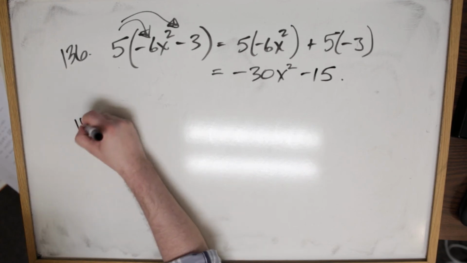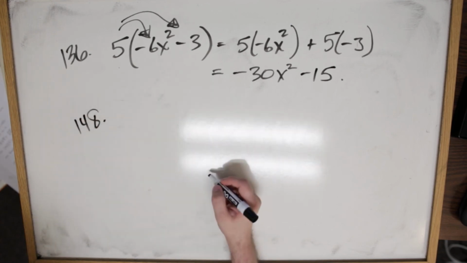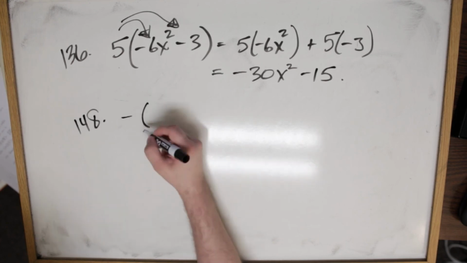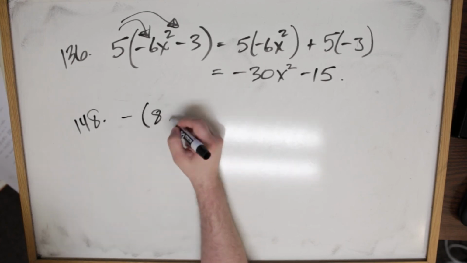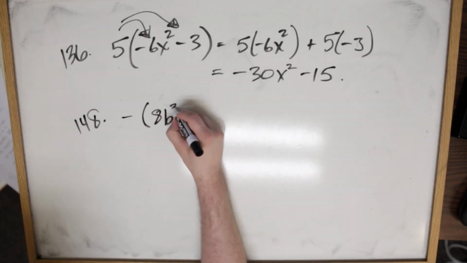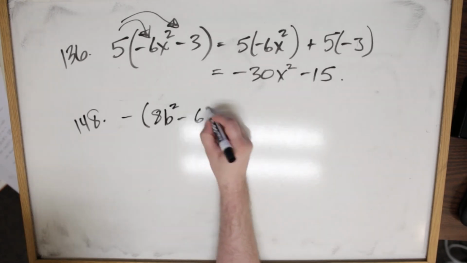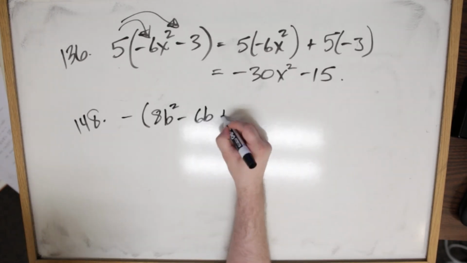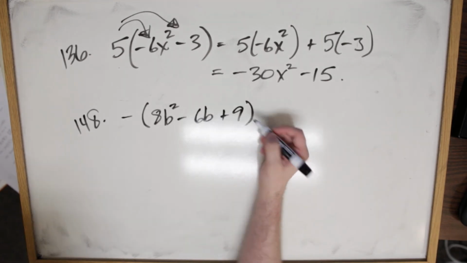All right, just a few more. These questions go pretty deep on this page in this section. Minus 6b. Oh boy, now we got something with 3 terms. How are we going to do this?